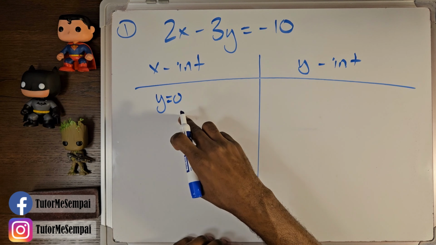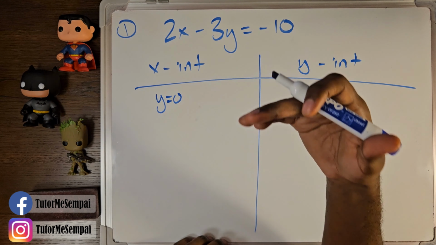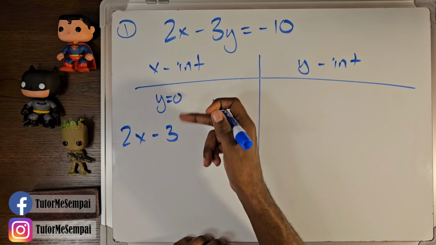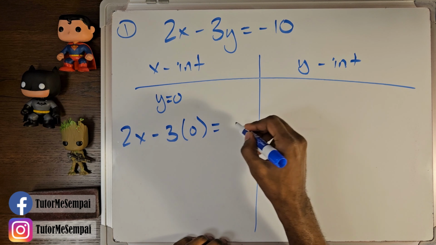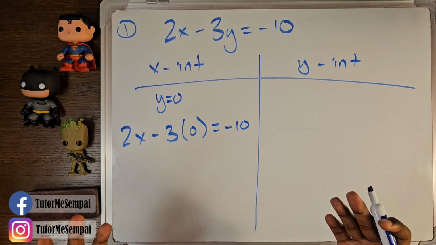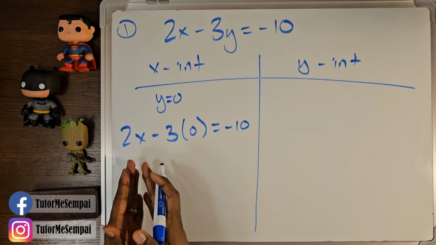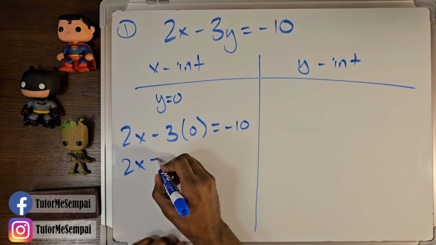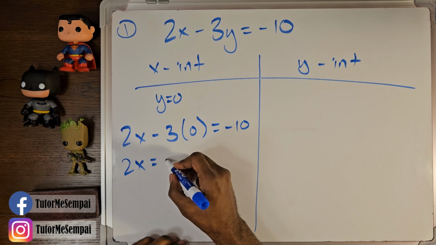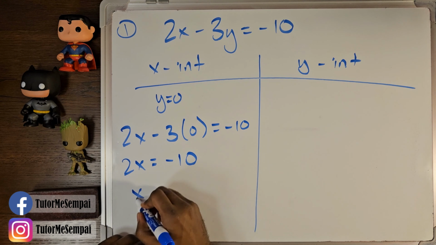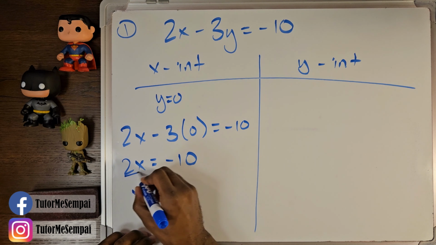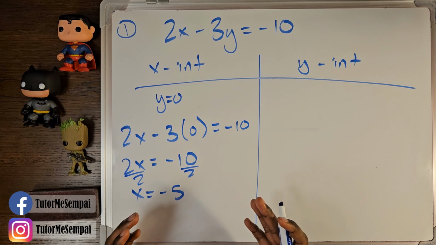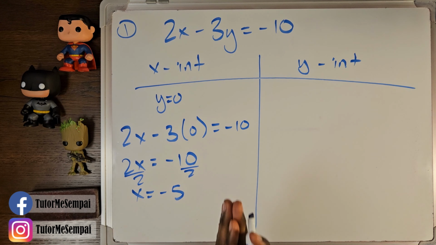Now we're going to substitute this y into our equation. So we have 2x - 3, and instead of y, we're going to put this 0 here, equals -10. Now we solve for what variable is left over. Notice we only have an x left over, so we're going to solve for x. And in doing so, we see we have 2x = 0, so 2x = -10, right? And that means that x has to be what? When you divide both sides by 2, x is -5. So x is -5. Our x-intercept is going to be -5.